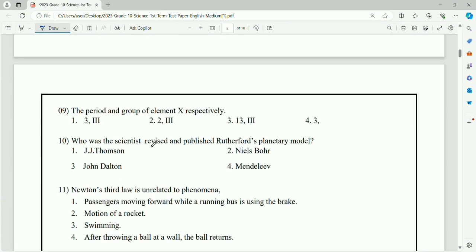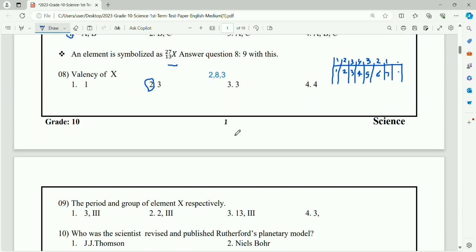Then move to question number 9. The period and group of element X respectively. So if you go to the electronic configuration of this element, 2, 8, 3, we can find out the group number from the electrons present in the last orbit. This is the group number. Group number should be written in Roman numerals.